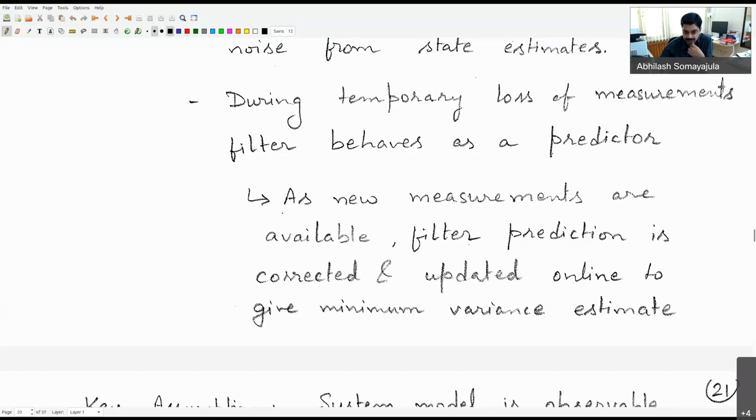So it gives you a way to predict into the future when you don't have any measurements coming in from your sensors. As and when new measurements do come in, the filter prediction is then corrected and updated in order to give the minimum variance estimate. That is the main aspect: you want to minimize the variance of the estimate. So it's trying to find the state vector whose covariance matrix has the smallest diagonal terms, so that the variance is as small as possible. That's what it's trying to achieve.